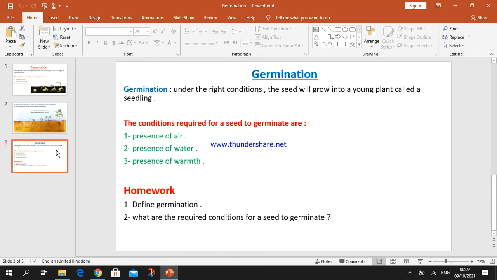This is a slide. Again, germination. What's meant by germination? The seed will grow into a young plant, which is called a seedling. The conditions required for a seed to germinate are 3 conditions. Number 1, presence of air. Number 2, presence of water. Number 3, presence of warmth.